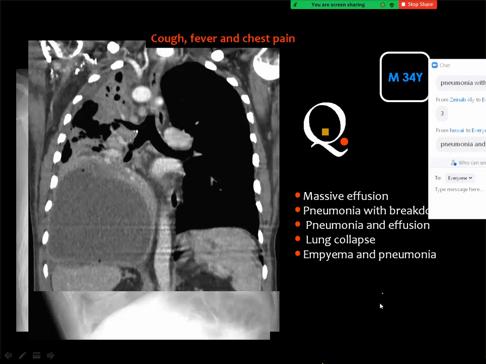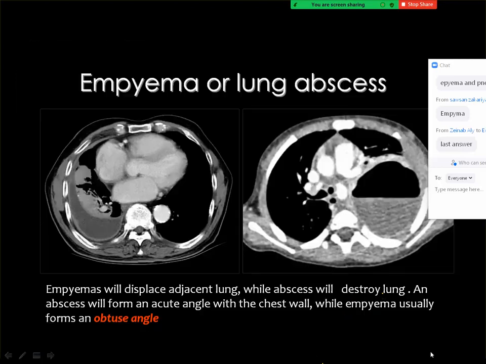I don't know what you mean by 5. You mean the fifth answer? If you mean so, this is right. Empyema and pneumonia, this is right, because you got an encysted collection underneath the lung. The lung is almost subtotally collapsed, and you got some consolidation in the upper lobe, and the margin of the collection is enhancing, and also you can see some small air loculi, and the diagnosis is empyema and pneumonia.